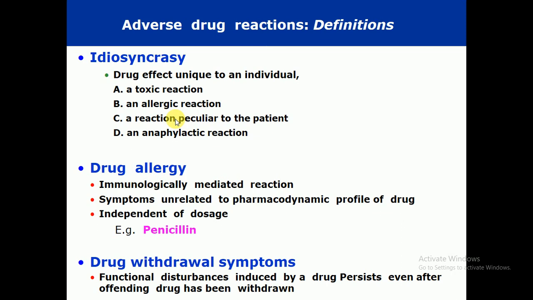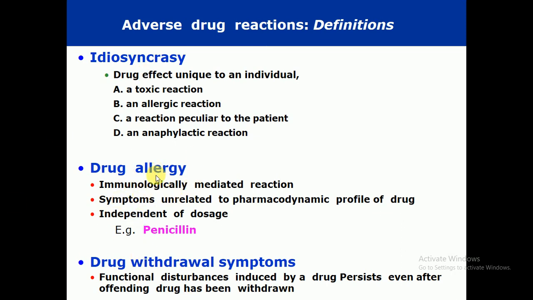Let's suppose you are going to treat a person who has diarrhea, and you are using metronidazole. After administration of metronidazole in multiple doses, it may produce other rare complications, which are related to the unknown effect of the drug. So the drug effect is unique to the individual. It may be in the form of a toxic reaction, an allergic reaction, a reaction peculiar to the patient, and an anaphylactic reaction.